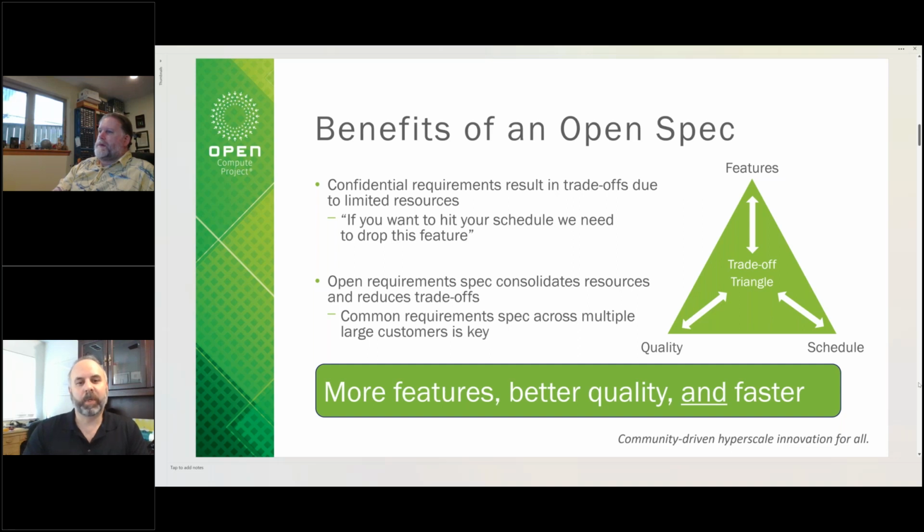Well, with an open requirement spec, we're really hoping that the industry can consolidate resources down and reduce a lot of the trade-offs they have to make, because now they're focused on one spec for most of their customers. Of course, a key component for this is that this common requirement spec really needs to be across multiple large customers, so that you can take a lot of your work that was individual and group it down into a single work stream. And so the goal, of course, is to get more features, better quality, and faster time to market. So now you get all three of those aspects without trade-offs. Next slide.